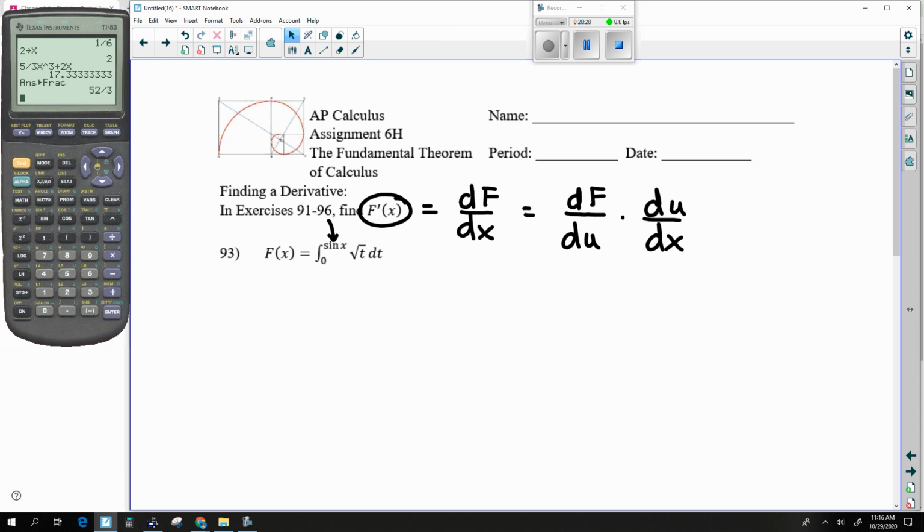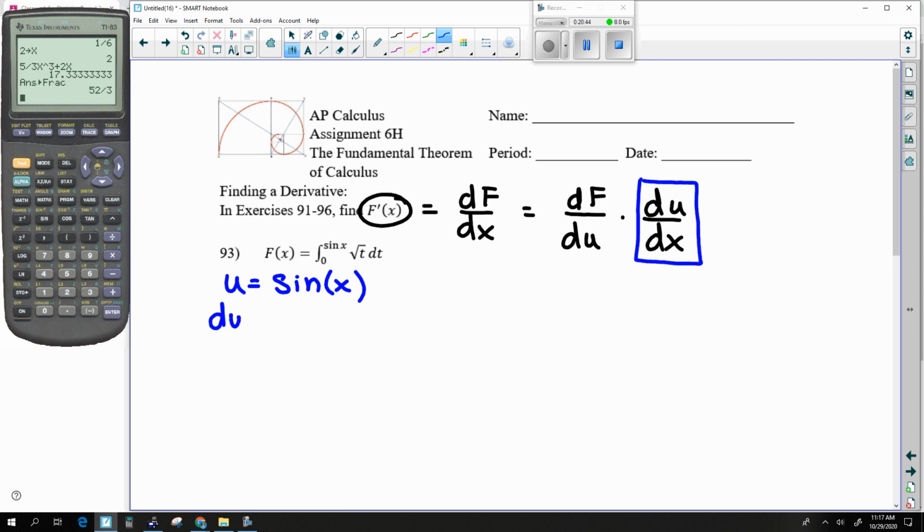Whatever this upper bound is, if it's not a straight up x, I'm going to call that u. So u is, in this case, sine x. Okay, u is sine x. And I'm also going to need du dx. So the derivative of this with respect to x is going to be cosine x, just a straight up derivative. Not an integral, but a derivative.